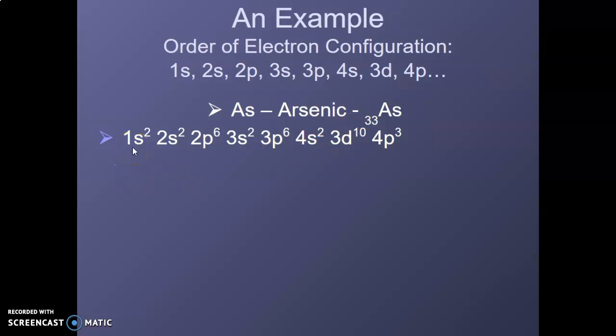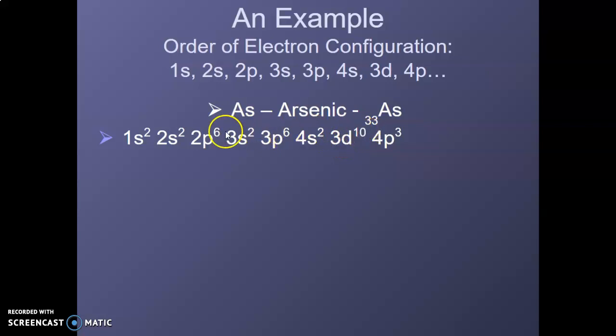Notice that we start at the beginning of the electron configuration, 1s, and we fill that sublevel up completely. Now remember, the S sublevel can hold 2 electrons. Then we write the next sublevel, which is 2s, fill it up completely. Next sublevel, which is 2p, we fill it up completely. The P sublevel holds 6 electrons. 3s, 3p, 4s, and then remember, after 4s does come 3d, and a D sublevel can hold 10 electrons. So 3d, 10.